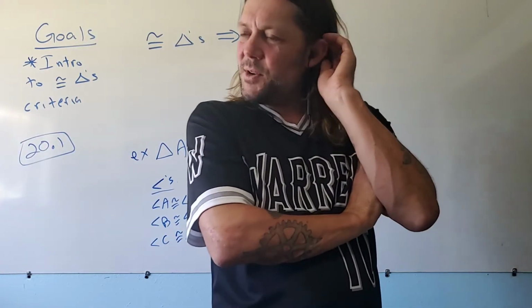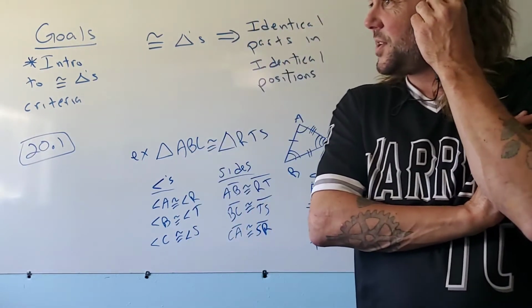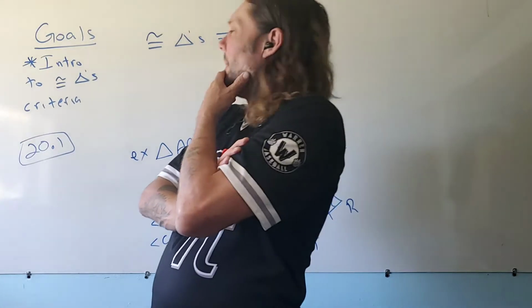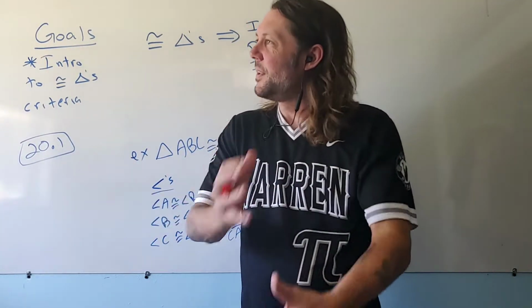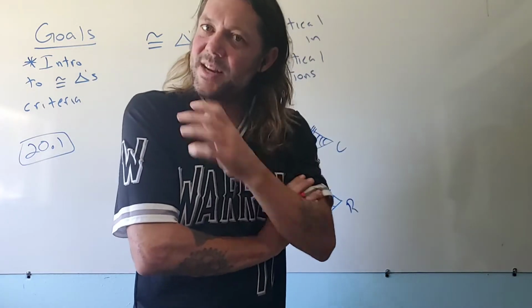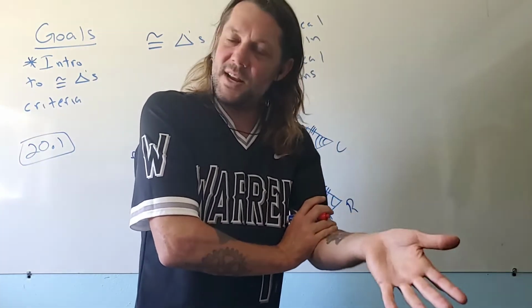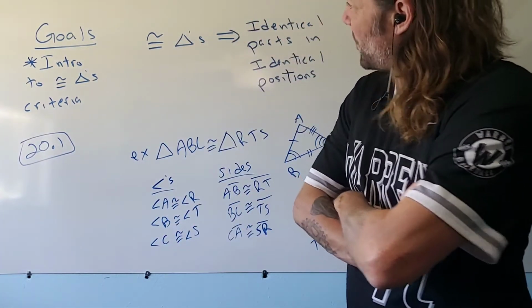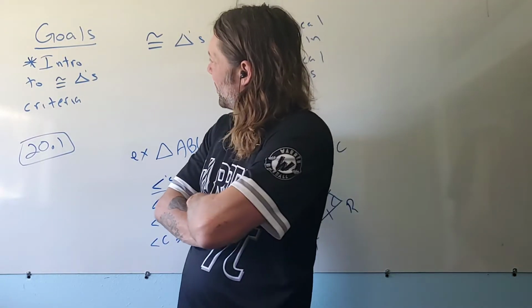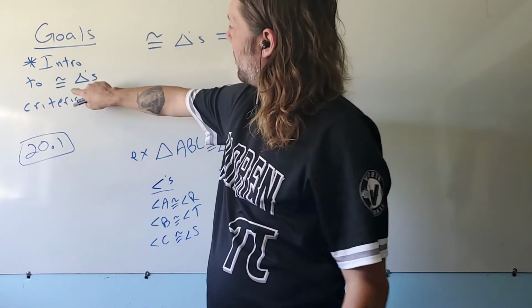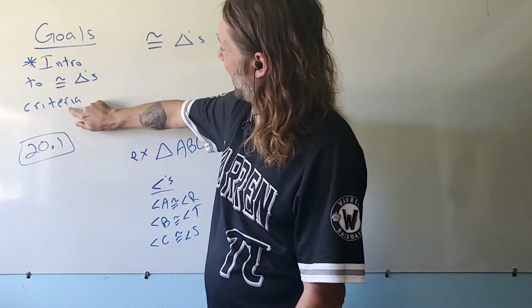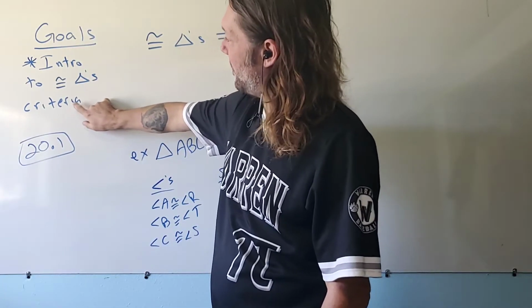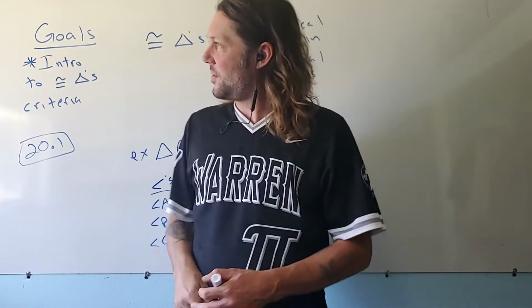Alright, so I'm just going to jump into it. It's a pretty simple lesson. I'm going to approach it by talking about what we already know and then show you how that relates to what I would like you to understand for the new lesson. So our goal today is an introduction to the congruent triangles criteria, meaning what we need to have happen in order to determine that our triangles are congruent.